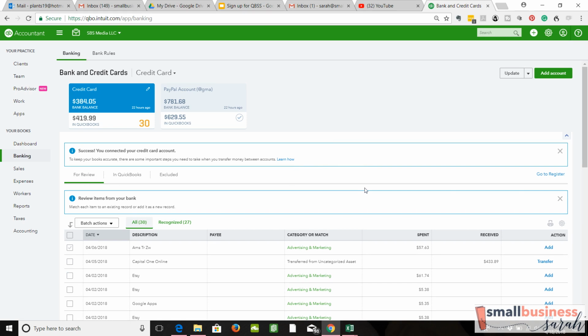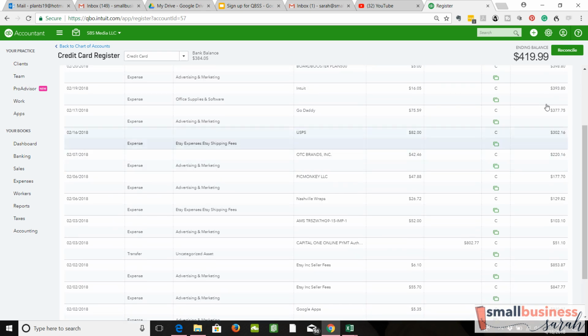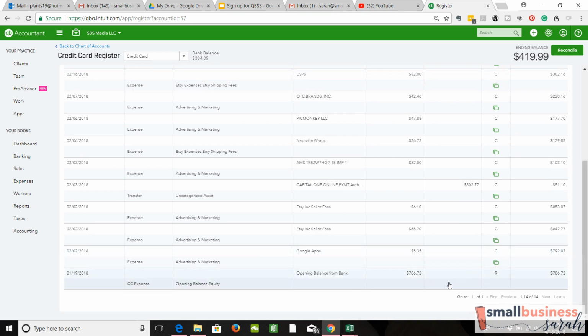I want to show you what the problem is on the register, because QuickBooks does give you an opening balance equity amount, but it's wrong. So let me show you that real quick on the register. If I scroll down here, QuickBooks assigned an opening balance equity of $786 as of January 19th. But I'm starting my record keeping as of 2/1 of 18, and my beginning balance as of 2/1/18 is $891.70. So QuickBooks is wrong. I also have written down my balance as of 2/19, and my balance as of 2/19 should be $498, and they have $393.